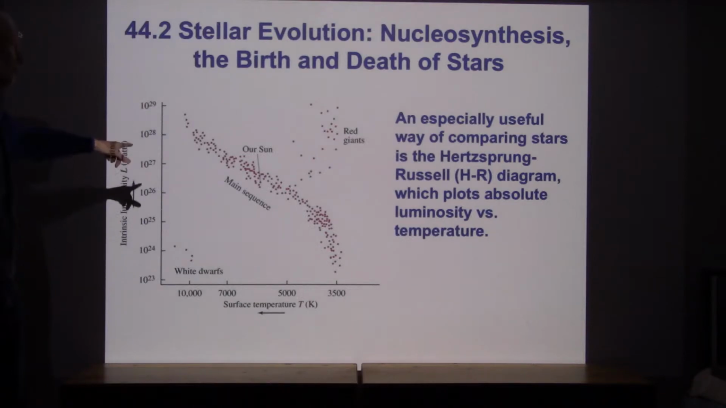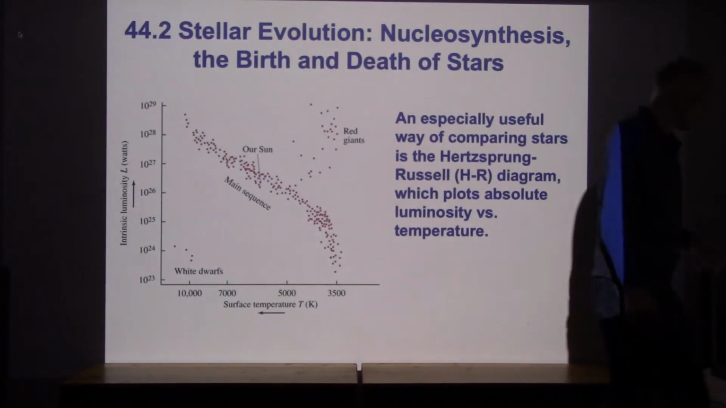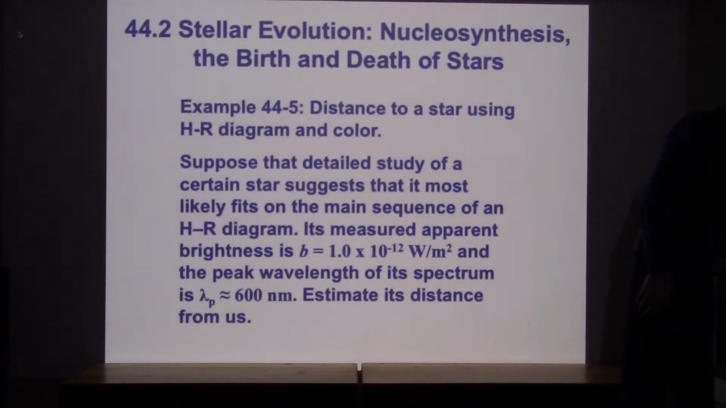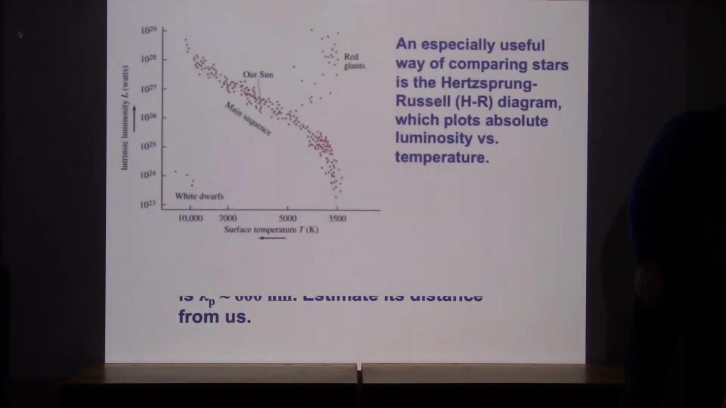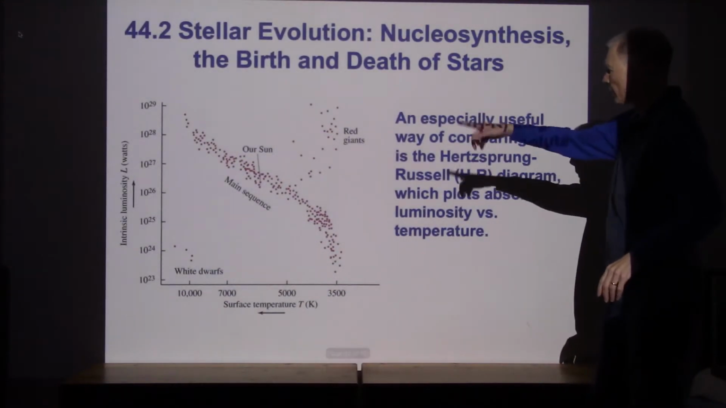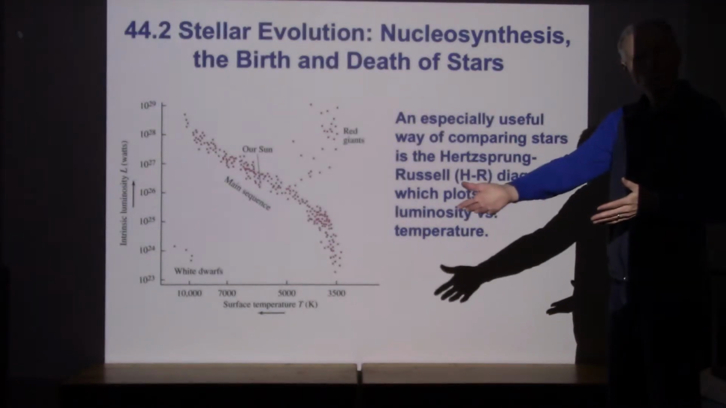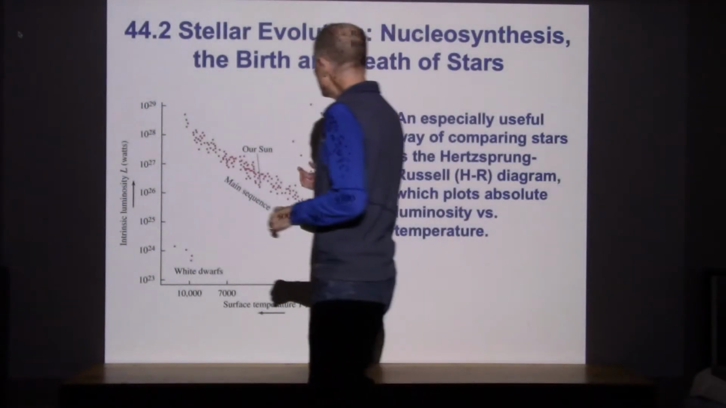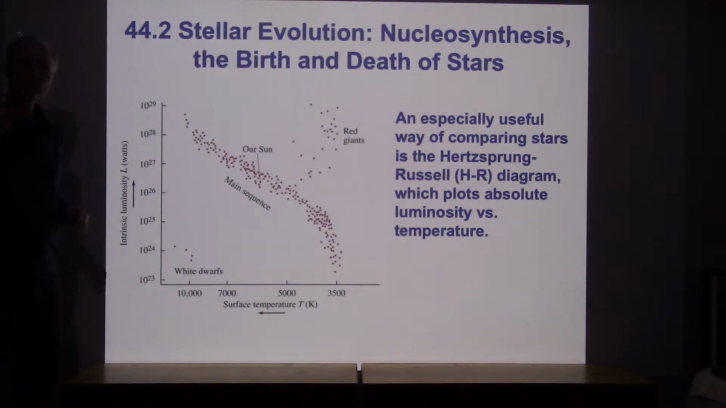All right, we'll refer back to this quite a bit. It does become a really handy set of classifications to think about. So not only is the HR diagram useful for classification and understanding the evolution of stars, we can also use the HR diagram as a way to determine distance.